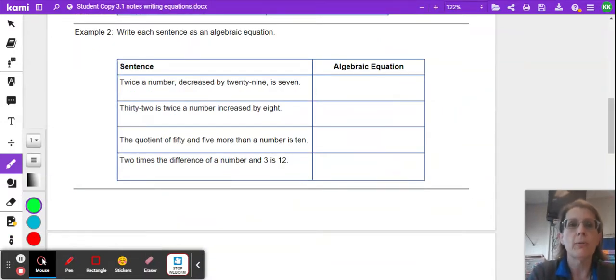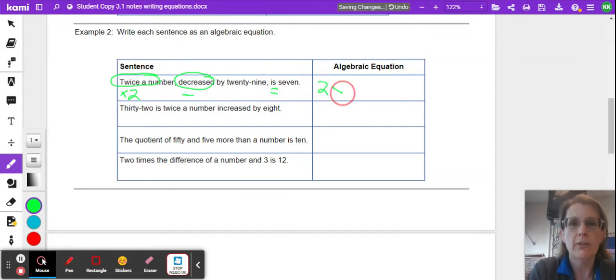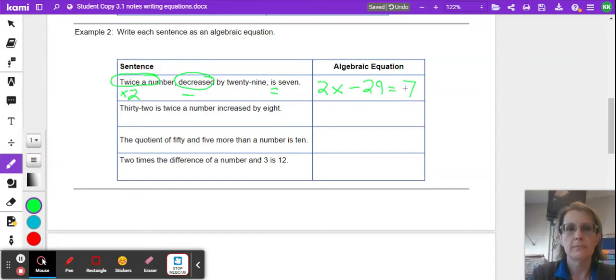Now for these next examples, we have more than one step. So there's more than one operation here. Twice a number decreased by 29 is 7. So twice a number, once again, means times 2. I know decreased means subtract, and is the equal sign. So twice a number, that's going to be 2x again. Decreased means subtract 29. Is the equal sign, 7.